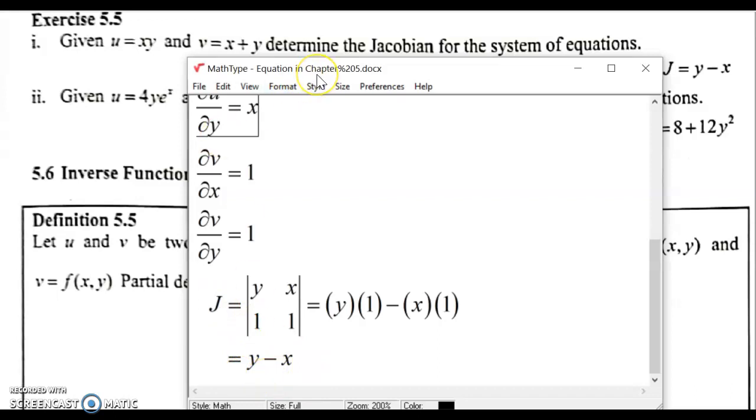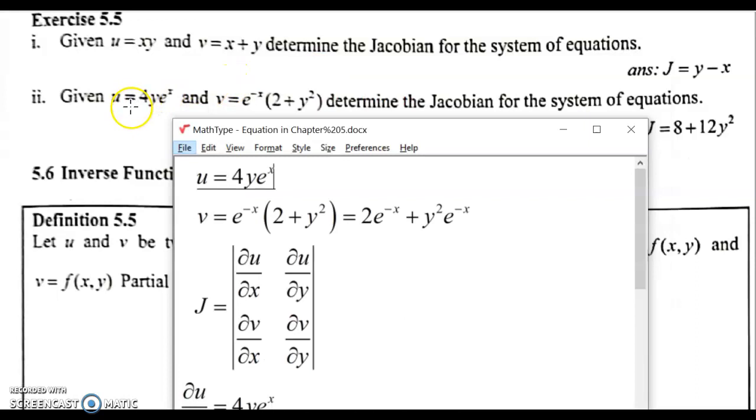And let's look at the next one. Given u equal to these equations, and v equal to these equations, determine the Jacobian of the system of equations. Alright, everything should be the same. I just expand this to make it easy for me to do all the work later. So find this. Look for partial u over x, right?